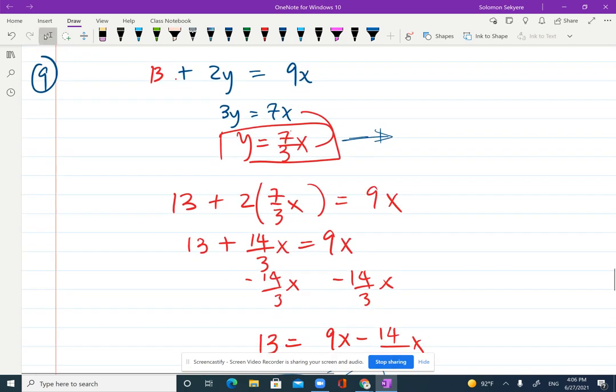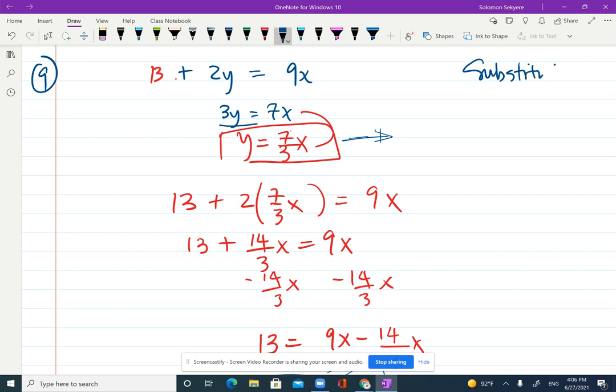Number 9. Okay, 13 plus 2y equals 9x, and then 3y equals 7x. So you look at it critically. Okay, this is when we come to the method of substitution. So you look at one of the equations.